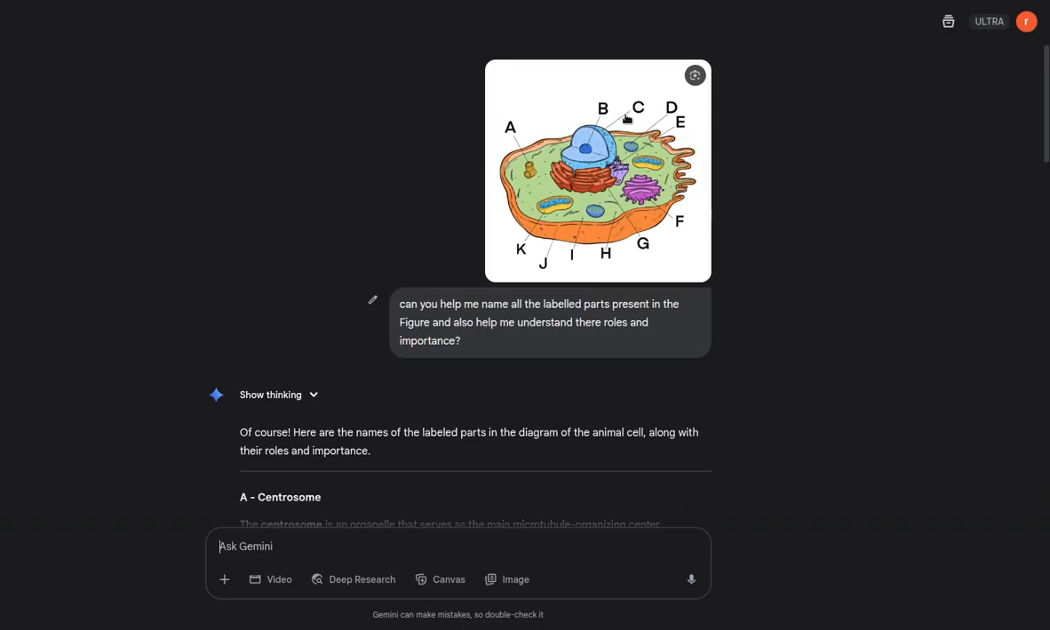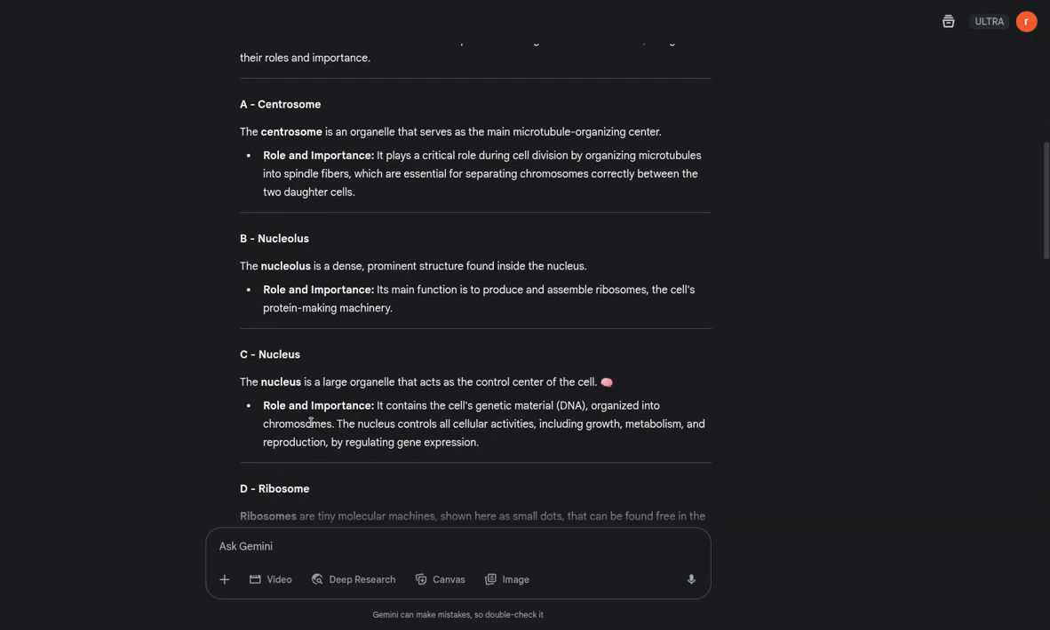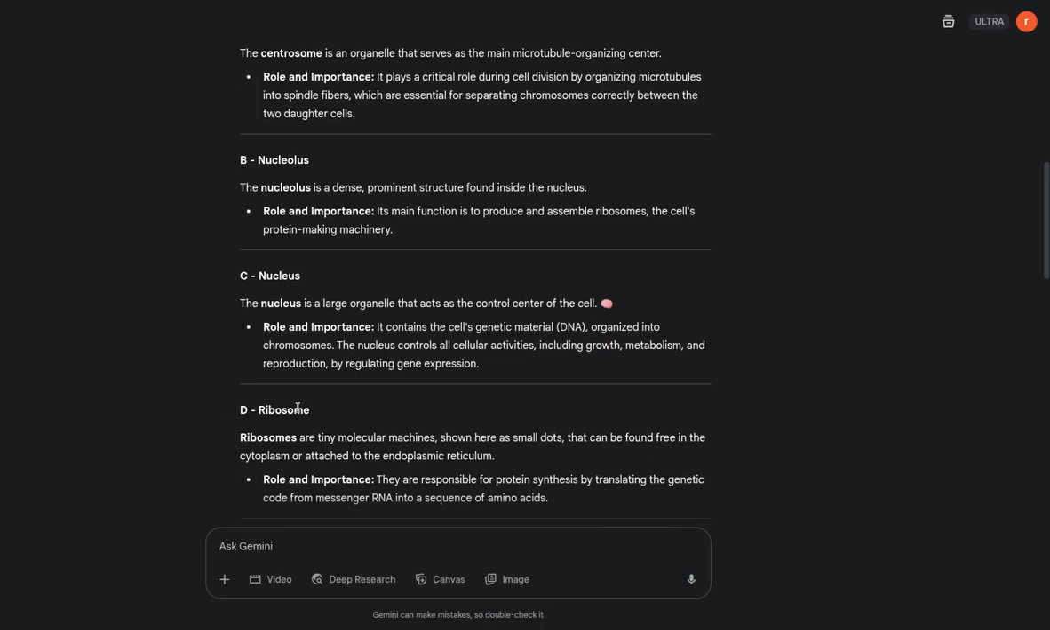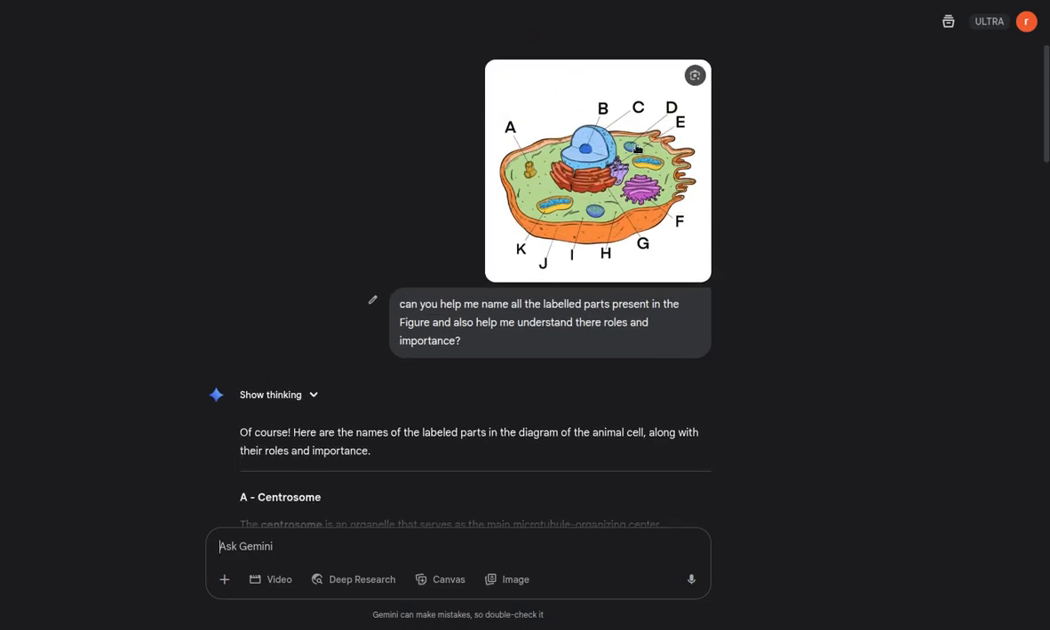C is nucleus. Okay. Yeah, C was nucleus. The nucleus is a large organelle that acts as the control center of the cell. Role and importance: contains the cell's genetic material, DNA, organized into chromosomes. The nucleus controls all cellular activities, including growth, metabolism, and reproduction, by regulating gene expression. Okay, yeah. Then comes the ribosome. So that's D. D is the ribosome. Okay.